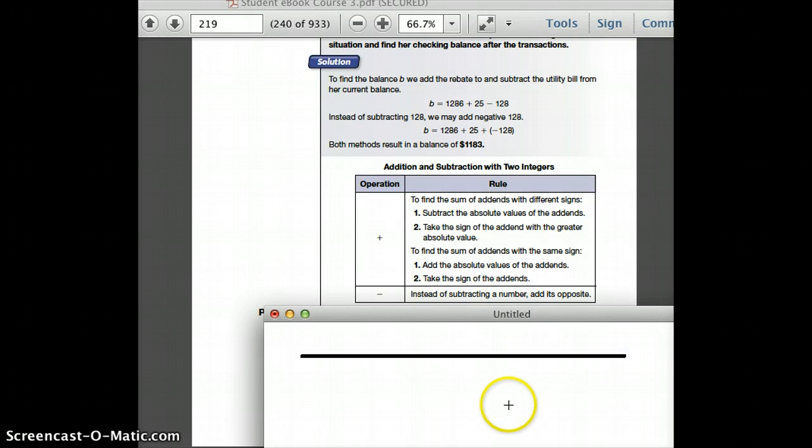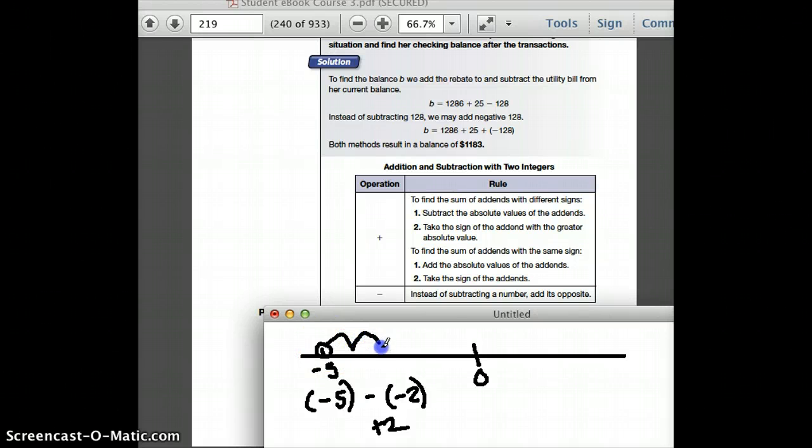Draw a number line, and then you would say we have -5 minus -2. Here's 0. You would go down to -5. You put a little dot there, and then we're subtracting a -2. Well, remember what that means? That means adding 2. Negative, negative, adding 2. So then you would go up to -3. So the answer here is -3.